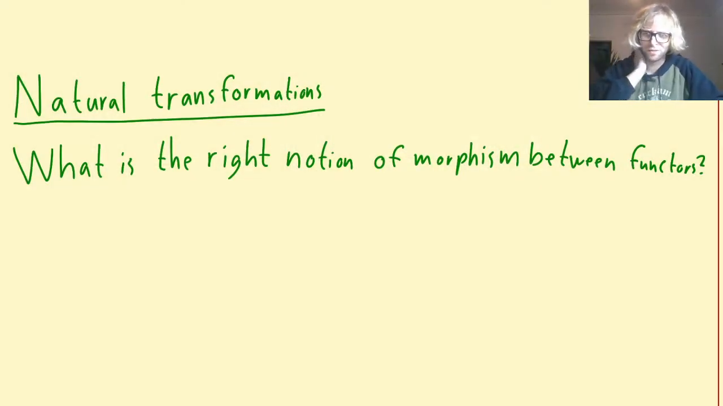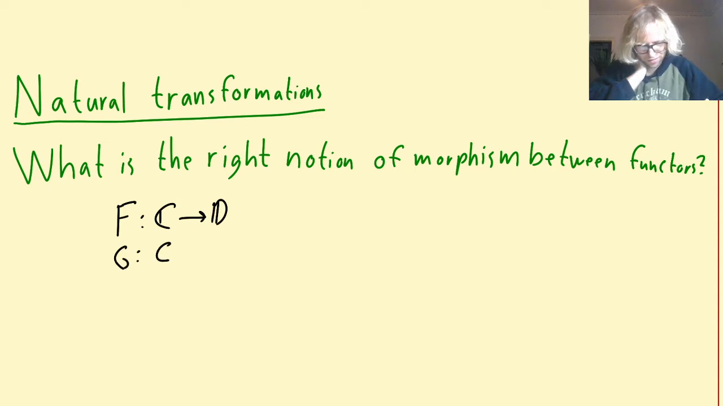Hi! So far we have seen categories, which is a good way to describe structure, and we have seen functors, which is the appropriate notion of structure preserving morphism between categories. Now we're going to go up one further level and consider what is the appropriate notion of morphism between functors. So let's say that I have one functor f, which goes from a category C to a category D, say, and I have a functor g of the same type. Now, what is a good notion of a morphism between these two things?